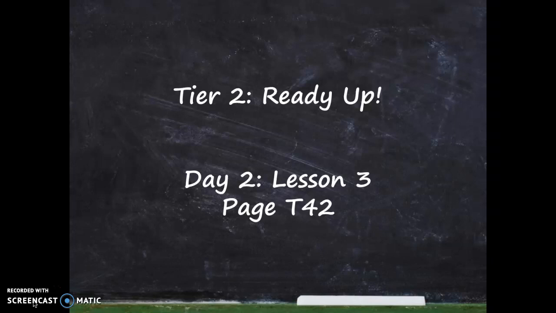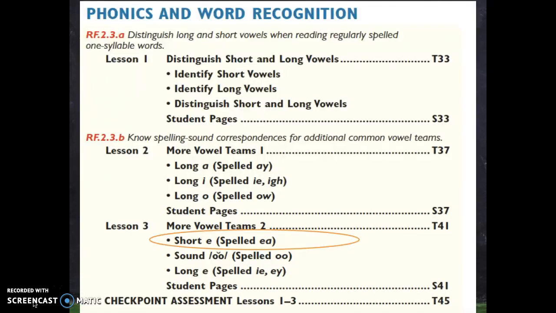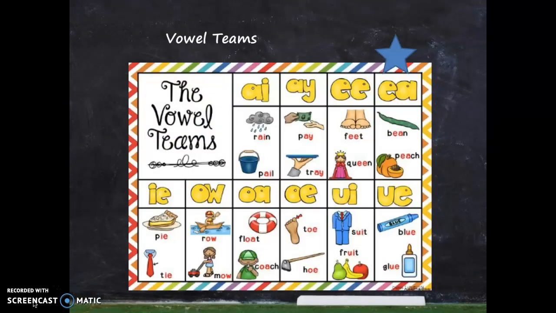This is going to be day 2 learning guides. You are going to need a teacher's edition, page 42, to follow along with us, as well as your child having student page 42 ready and in front of them. So in lesson 3, this is our second lesson in the progression. We are working on the short E sound today, spelled E-A. So today we're going to be working on the vowel team E-A.